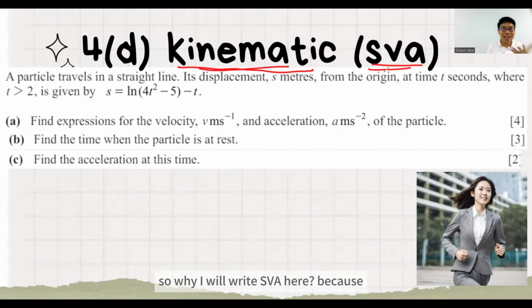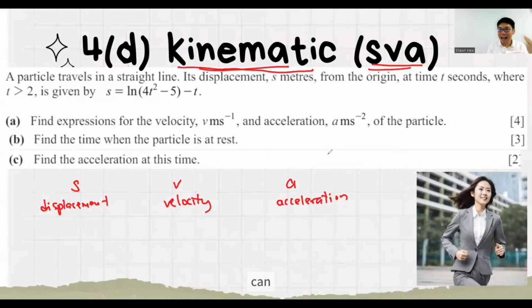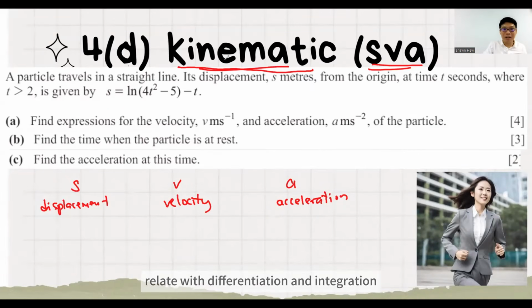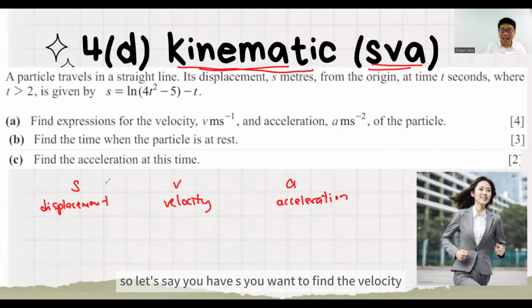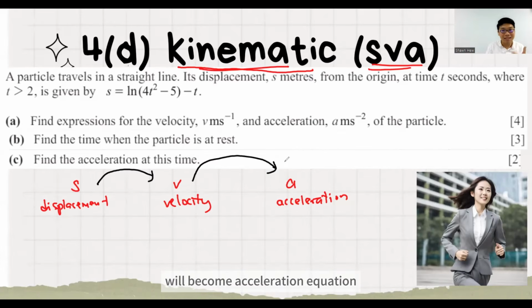Okay, so let's go for the fourth application, which is using differentiation in kinematics. Why will I write SVA here? Because in kinematics, we need to know SVA, which is displacement, velocity, and acceleration, which relate through differentiation and integration. When you go from left to right, say you have s and you want to find the velocity, you just differentiate it. Then if you get the velocity equation, you differentiate again and it becomes the acceleration equation. Of course, we can go back by using integration, but that we will learn in integration.